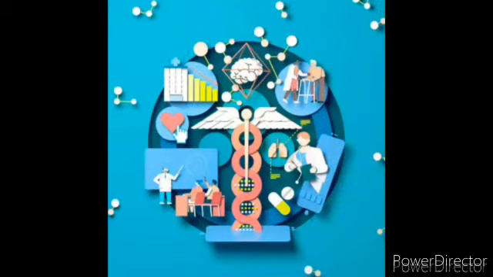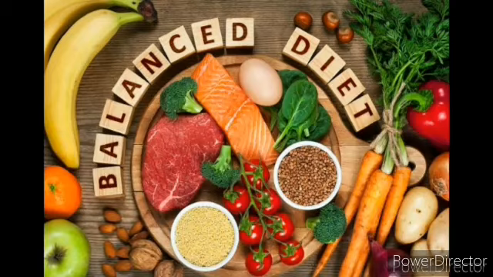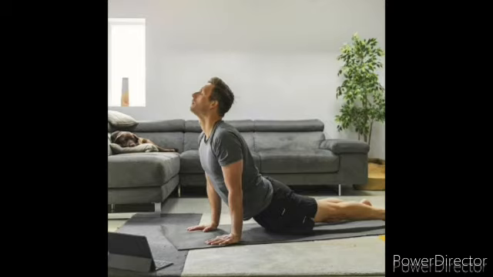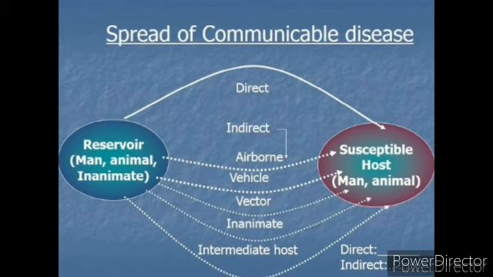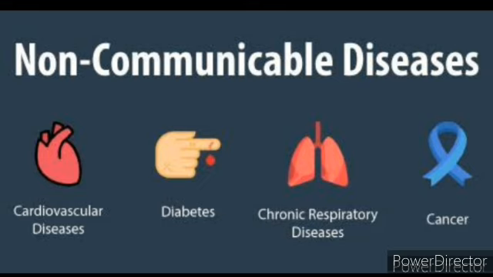Health is a state of complete physical, mental, and social well being. Health can be maintained by having a balanced diet, clean food, clean water, following personal hygiene, proper exercise and proper rest. Hygiene is defined as the science and practice of maintaining good health. Diseases are categorized into communicable, the diseases which spread from one person to another, and non-communicable, the diseases which do not spread from one person to another.